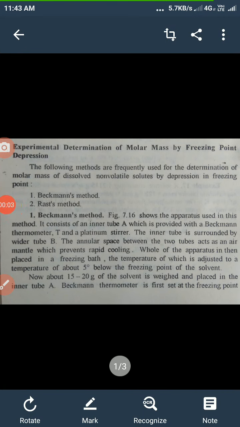Experimental determination of molar mass by freezing point depression. There are two frequently used methods for determination of molar mass of dissolved non-volatile solutes by depression in freezing point. These are Beckmann's method and Rast-Kaempfer method. Presently, we will discuss the Beckmann's method.